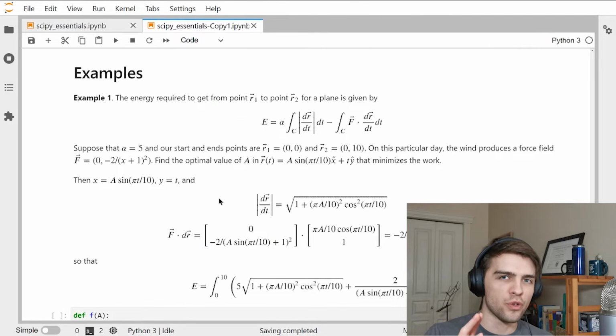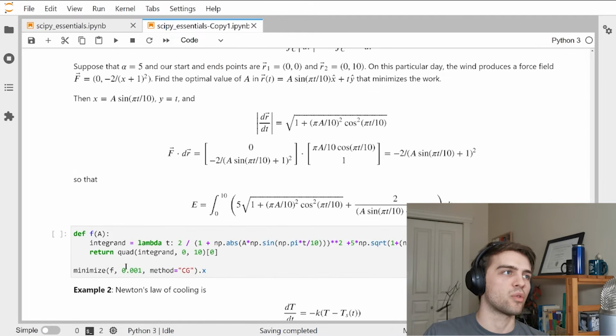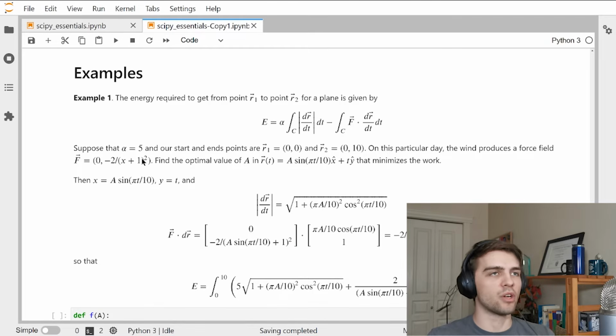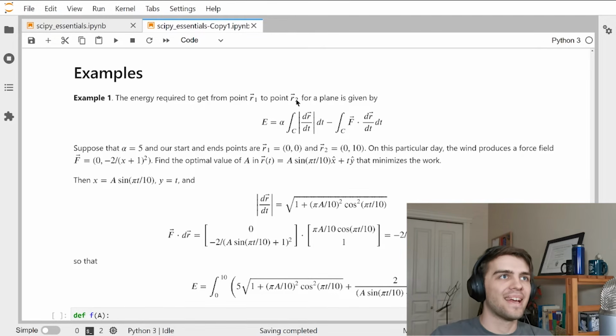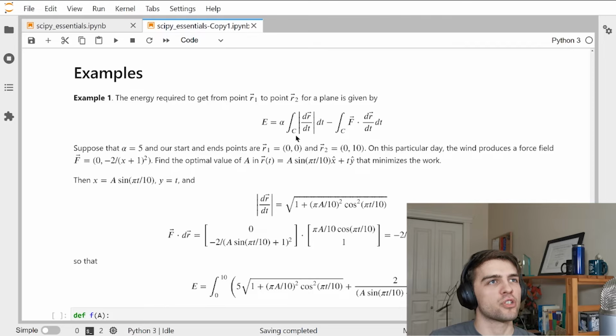So now I'm going to go through a little bit more complicated examples to illustrate the power of SciPy solving more complicated problems in physics. I'm not going to do as much coding, but more just talking about the problem and then giving a quick solution using the methods we've gone over. So the energy required to get from a point R1 to R2 for a plane traveling through the air is given by this formula here that I sort of just came up with. Alpha is a proportionality constant. This says the energy is proportional to the distance the plane travels minus this force that it has to overcome.